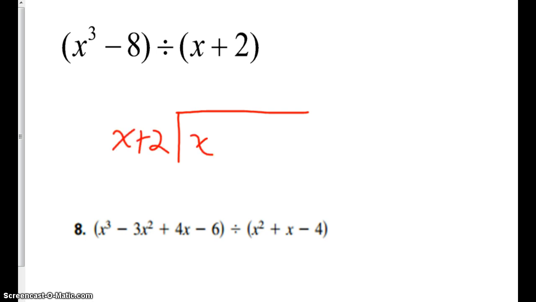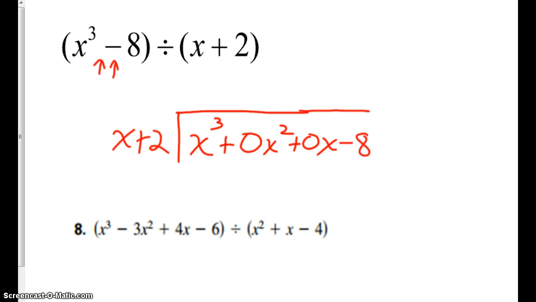On the inside, I would start with x cubed. Now, how many x squareds are present in this problem right here? 0 x squared. So I have to represent the 0 x squareds. How many plain x's are in the dividend? Those 0 x's. And then lastly, my plain number was minus 8. Notice that I want every x, starting with x cubed, down to x squared, down to plain x, down to my constant. They all have to be represented inside of here.